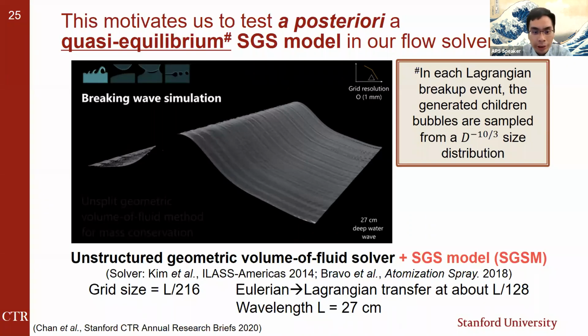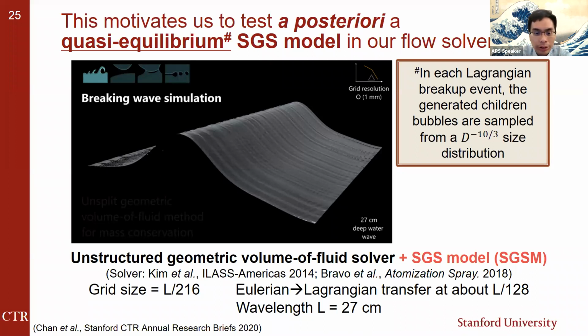Because we saw this quasi-equilibrium behavior after an integral time, this motivates us to test a posteriori a quasi-equilibrium subgrid-scale model in our flow solver. What do I mean by this? Remember I said that these Lagrangian bubbles successively break into smaller bubbles through individual events. What we prescribe here is that in each Lagrangian breakup event, the generated children bubbles are sampled from a d to the negative 10/3 size distribution. So not the entire Lagrangian population, but each event and its children bubbles.